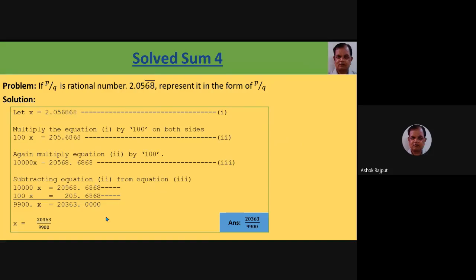Subtracting the second equation from the first, we get 9900x equal to this, then x equals 20,363 by 9,900. So the answer is 20,363 by 9,900, and it is in the p by q form. Now we are going to the next question.